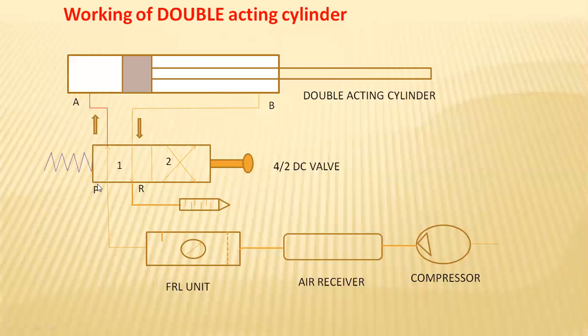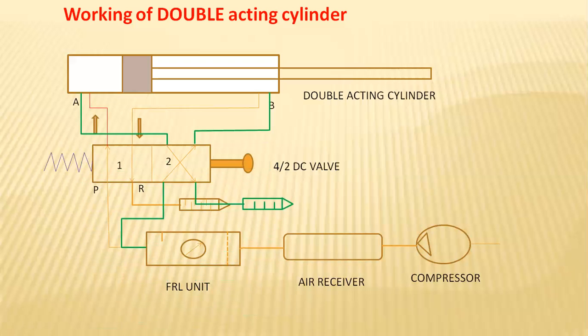From P to B, P to B is connected, and the return stroke commences, and from port A to R, A to R has connectivity. With P to B and A to R connected, the air already compressed and entered on the A side of the cylinder is released to the atmosphere. Hence, the return stroke commences. So, this is the working of a double acting cylinder in pneumatic cylinders.